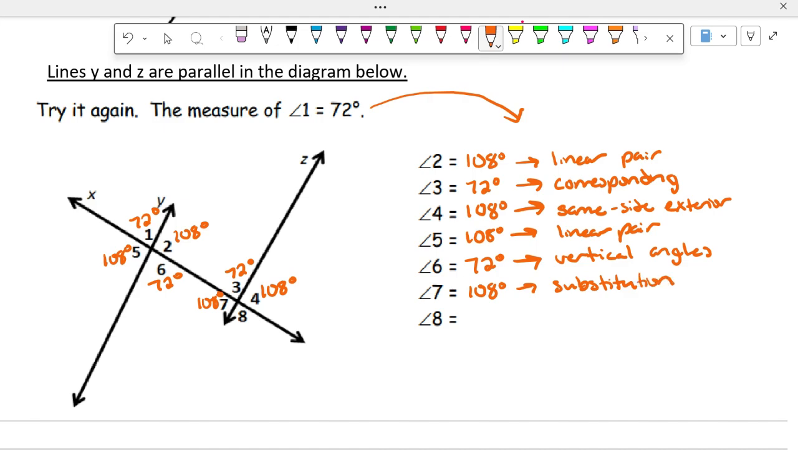it's substitution. Lastly, 8. Someone who has not spoken yet that I've said that you can't talk anymore. Owen. It's a 72. Good. And what's the connection? Someone else who has not spoken yet today. So what's the connection to angle 1? There is one.